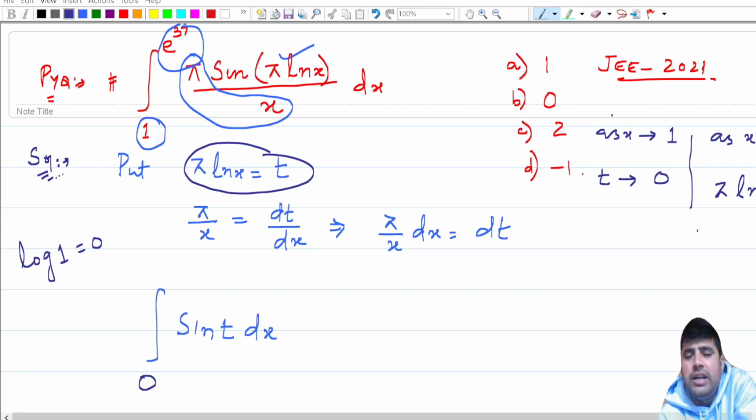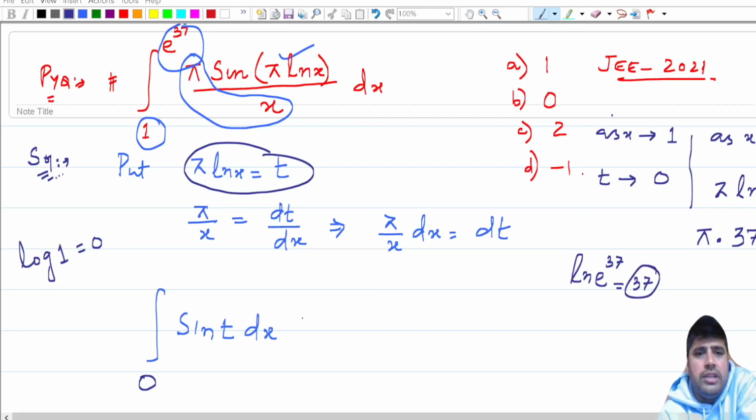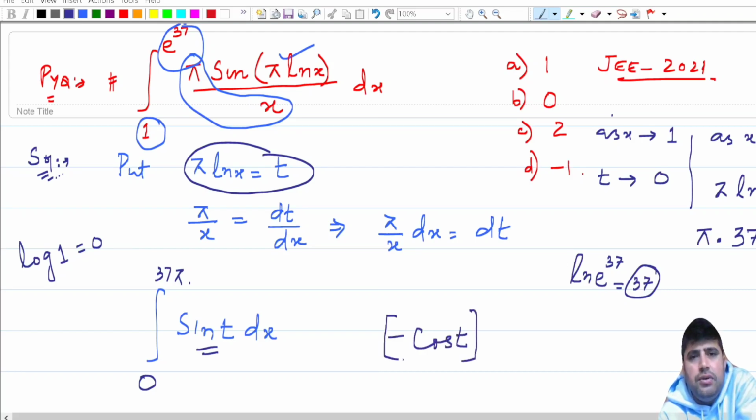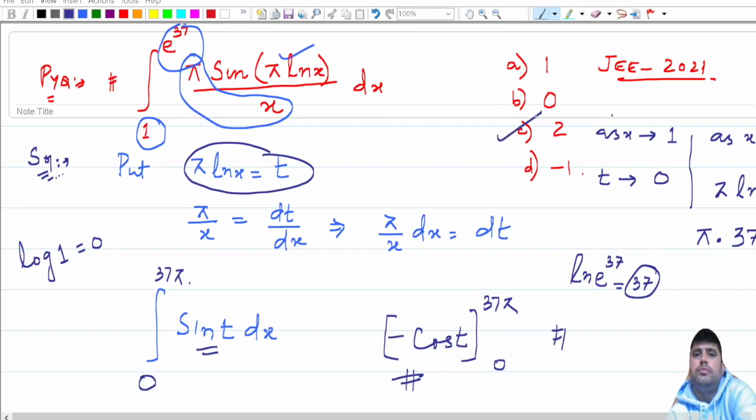So pi into ln of e raised to power 37 will be equal to 37 is equal to t. Okay, you know ln of e raised to power 37 is equal to directly 37. Okay, this will be equal to 37 pi. Okay, now proceeding further, integrating the sine t, we will get minus cos t, and the limits are from 0 to 37 pi. Then giving the lower limit and upper limit, we will get the result, and that result is any one of the options. Let me find out. This will be cos t. Okay, this will be equal to 2.